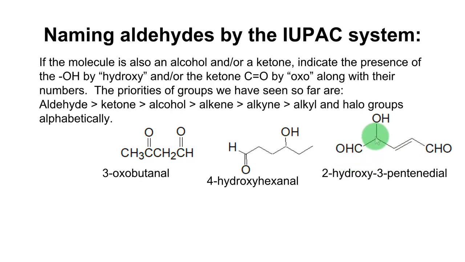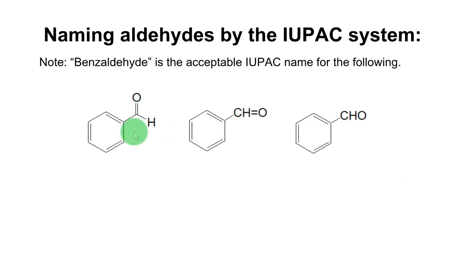So it's 1, 2, with hydroxy at carbon number 2, so 2-hydroxy. The alkene starts at carbon number 3, so 3-pentene. And then di-al indicates the 2 aldehyde groups. And then one last thing, as I mentioned before, benzaldehyde is the acceptable IUPAC name for a benzene ring with an aldehyde group. So this is just called benzaldehyde. This is just another way of writing benzaldehyde, and this is yet another way of writing benzaldehyde.